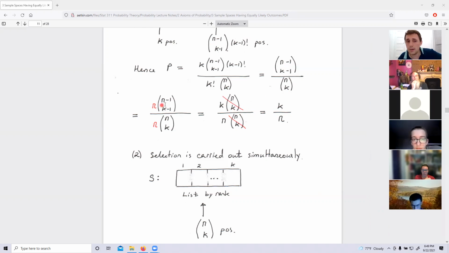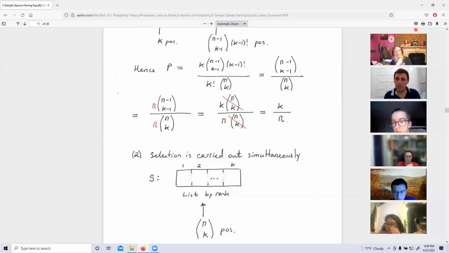So you can see by moving from here to here, I'm able to cross out n choose k, and I have the answer being k divided by n. Do you understand, guys? I went through it rather fast. I hope you understand. I'm just trying to finish within 5-6 minutes, as I promised.